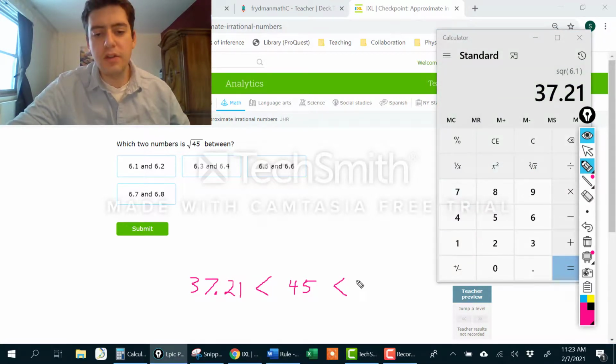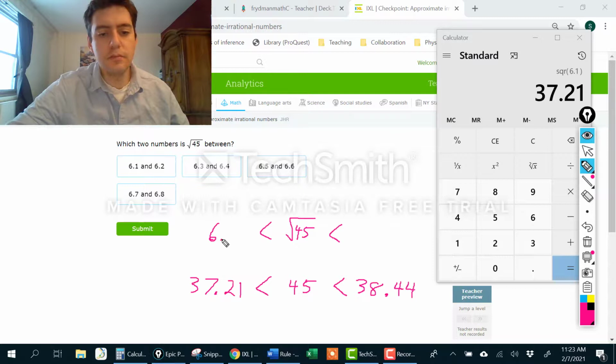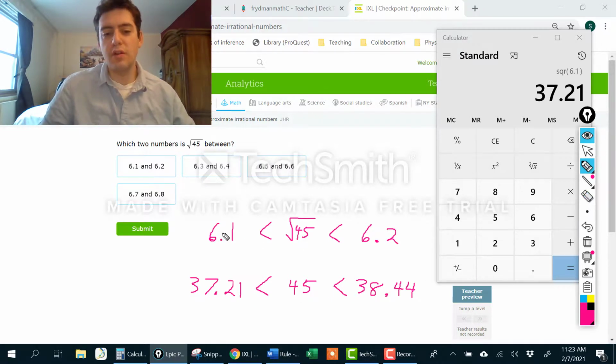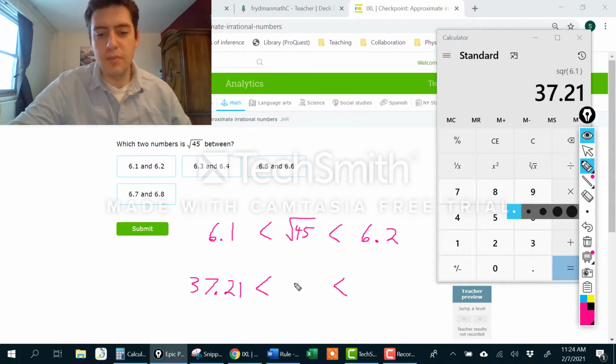So if it was the case that 45 was between 37.21 and 38.44, which is the other number I got, then it would also be the case that the square root of 45 would be between 6.1 and 6.2. But obviously 45 is not between these two numbers. 45 is not less than 38. It's not, well, it is greater than 37, but it's not less than 38. So this is not necessarily the case, and in fact it's not the case because I know that 45 is actually greater than 38.44. So I can switch these around over here.